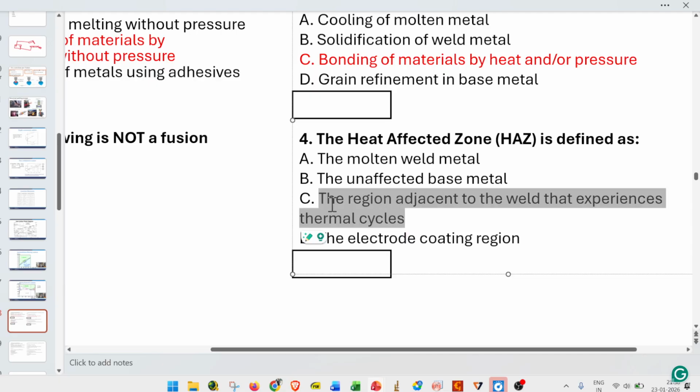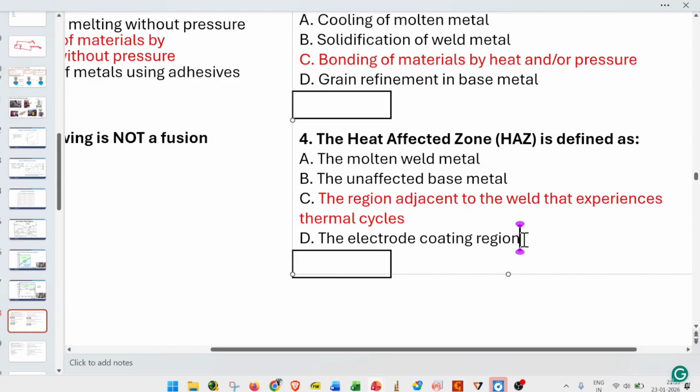Next, the region adjacent to the welding that experiences the thermal cycles. Just adjacent to the welding, the temperature is above the recrystallization temperature. So it is called a heat affected zone. So it is the right answer.